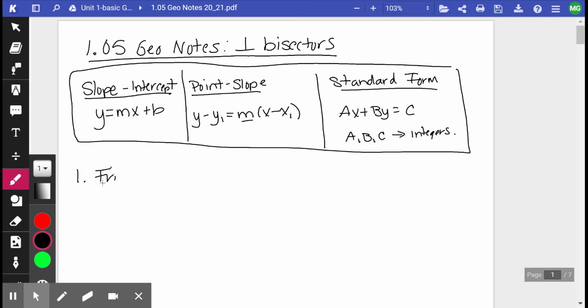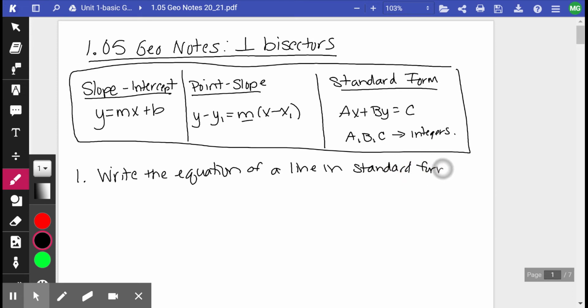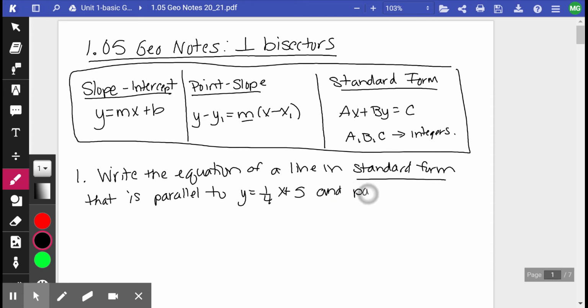So first one is, write the equation of a line in standard form that is parallel to y equals 1/4 x plus 5 and passes through the point (1/2, -3).